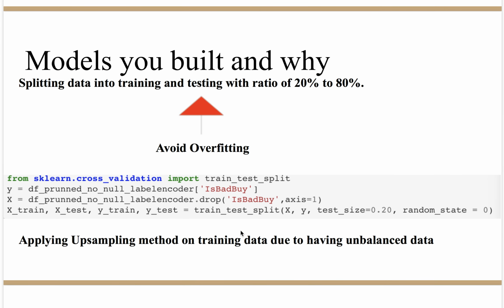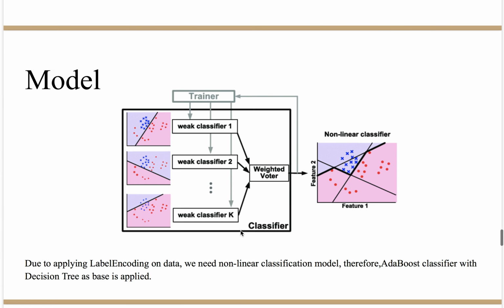The next step before doing any modeling is to split the data into training and testing. One of the common choices is an 80/20 split, 20% for testing and 80% for training. This is one of the techniques that helps avoid overfitting. And because we have unbalanced data, it's good to apply an upsampling method for the training data.